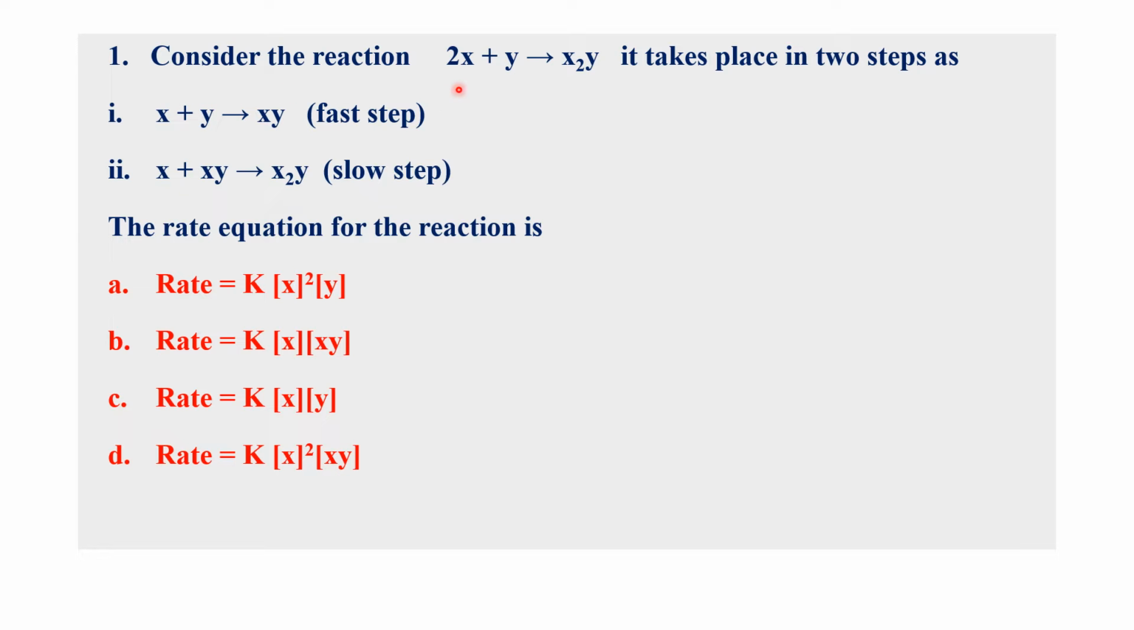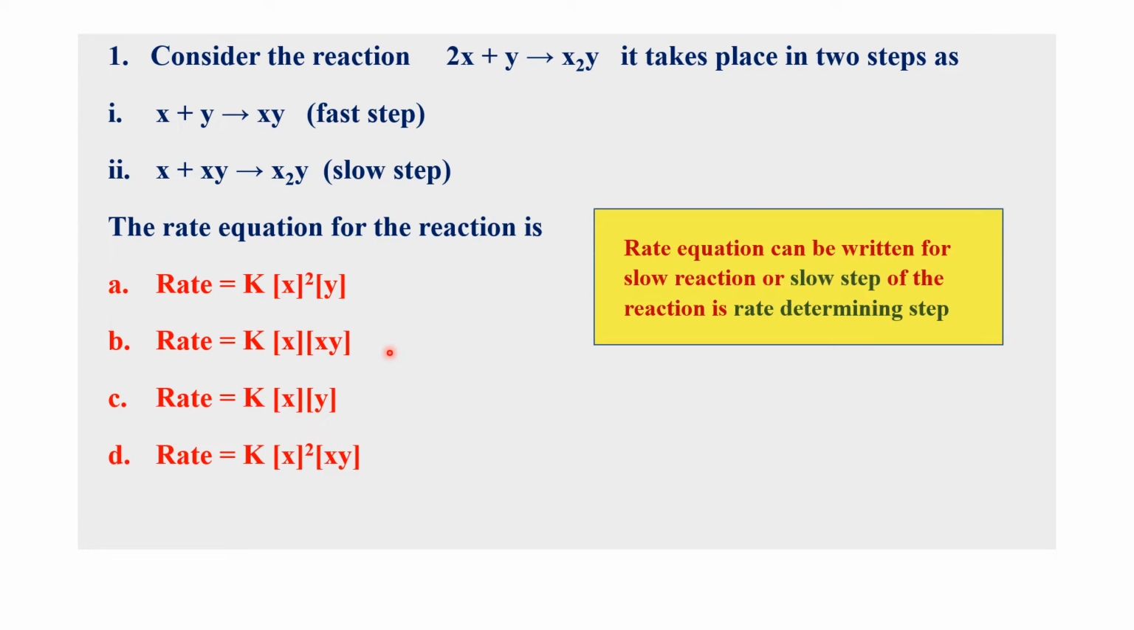Consider the reaction 2X plus Y, it will produce X2Y. It takes place in two steps: X plus Y will produce XY, that is the fast step of a reaction. X plus XY will produce X2Y, that is the slow step of a reaction. The rate equation for the reaction is, there are four formulas given for the rate equation.